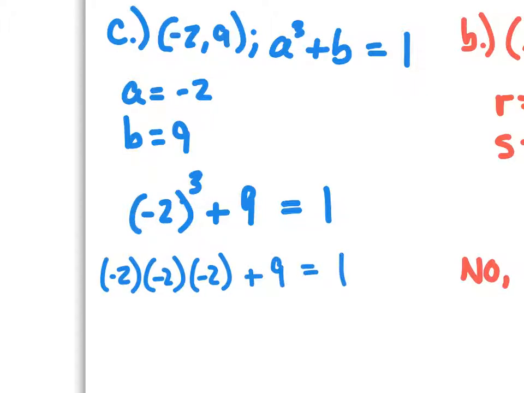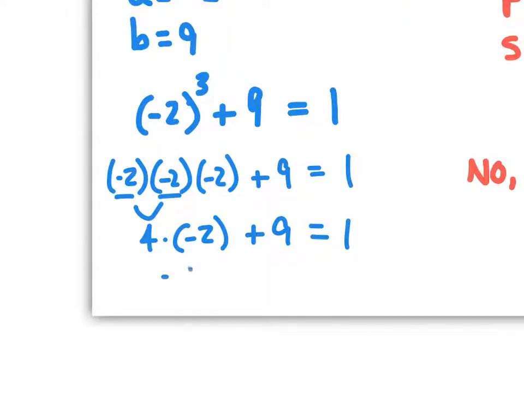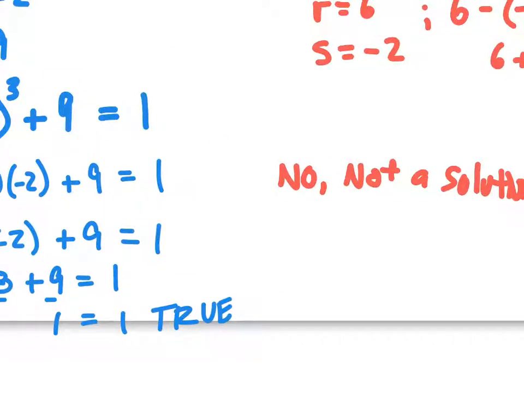If I take -2 times -2, that's going to give me +4. Multiply that by -2, add 9, is that equal to 1? 4 times -2 is going to give me -8, and then plus 9 is equal to 1. Is that going to give me 1? -8 plus 9, yes, that does give me 1. Same thing as saying 9 minus 8. So 1 is equal to 1. Now this is true, so because that's true, yes, this is a solution. So yes, the point (-2, 9) is a solution.